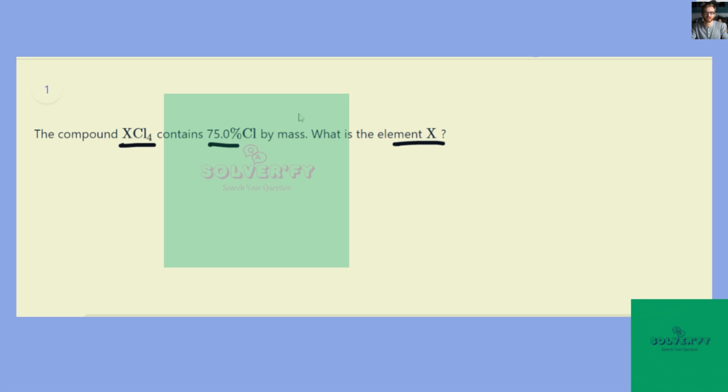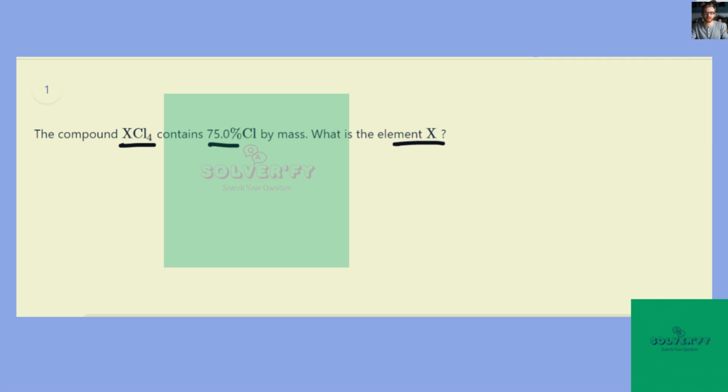So we will start by assuming this 75% as 75 gram mass of chlorine, and from there we will find out the number of moles of chlorine, and then we will use that number of moles to find out the number of moles for X, and from the number of moles of X we will be able to find out which element X is.